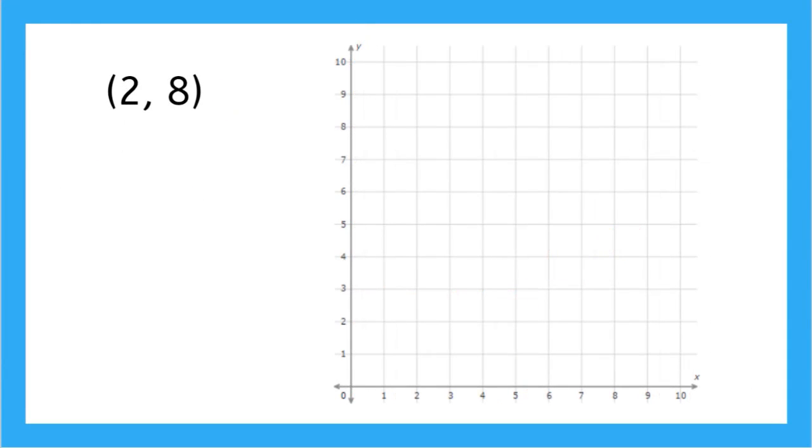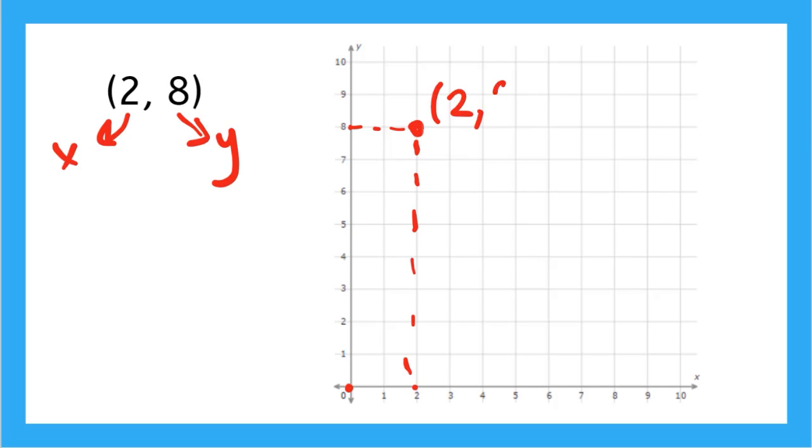So my coordinates this time are 2, 8. Remembering the 2 corresponds to my x-axis, and 8 is my y-coordinate, corresponding to my y-axis. So first let's find our 2 on our x-axis. I start at my origin. I move over 2. That's my x-coordinate. For my y-coordinate, I start at my origin. I find my 8. There's my y-coordinate. So now the point where these two points meet is where my coordinate lives. So my ordered pair 2, 8 lives right there.